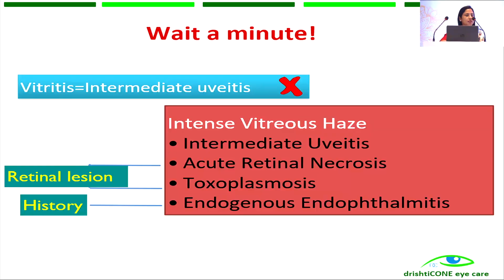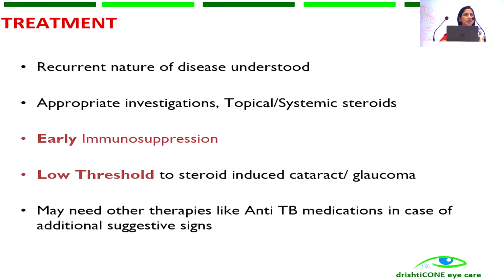Treatment of intermediate uveitis, earlier, we used to go with oral steroids and then local steroids, and then immunomodulation used to come in the end. But now our tolerance to cataract and glaucoma has really gone down, and we start immunosuppression quite early once we have ruled out infective causes like tuberculosis.